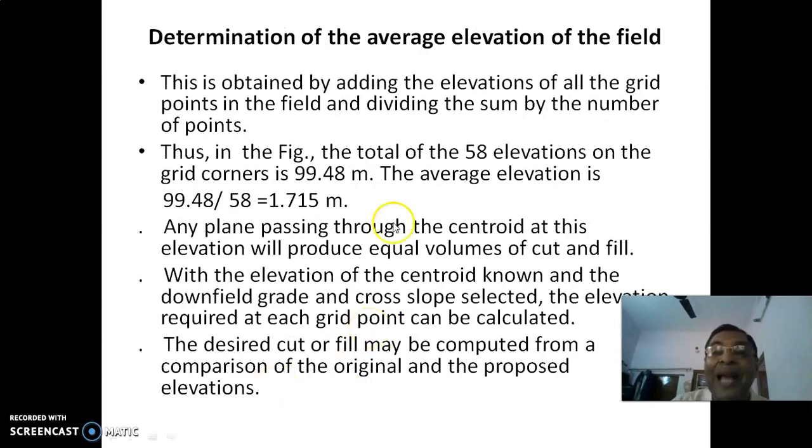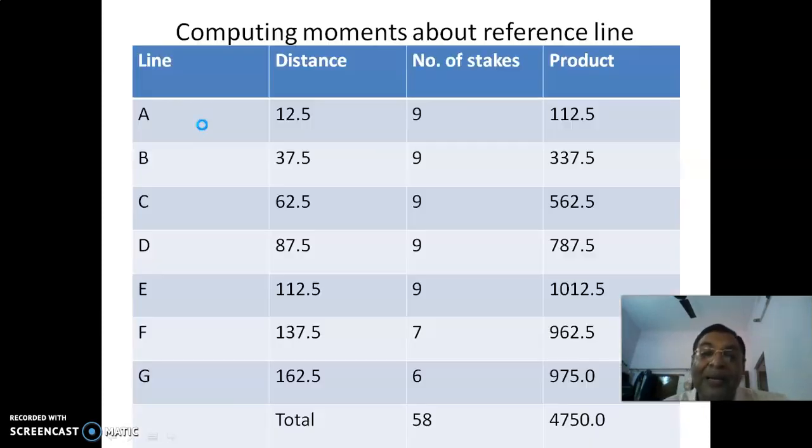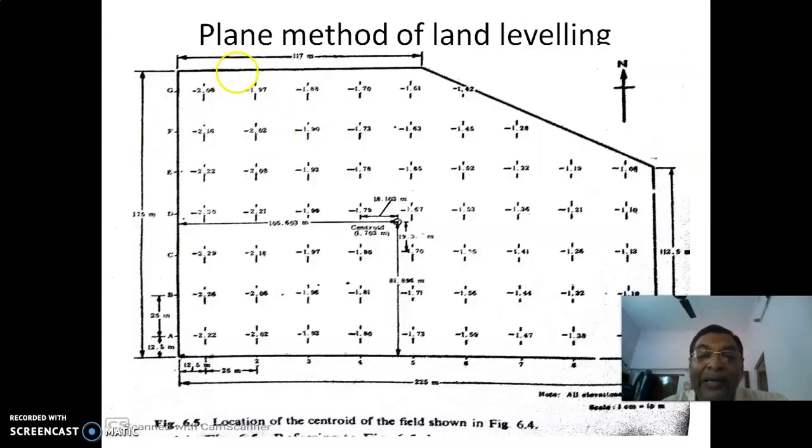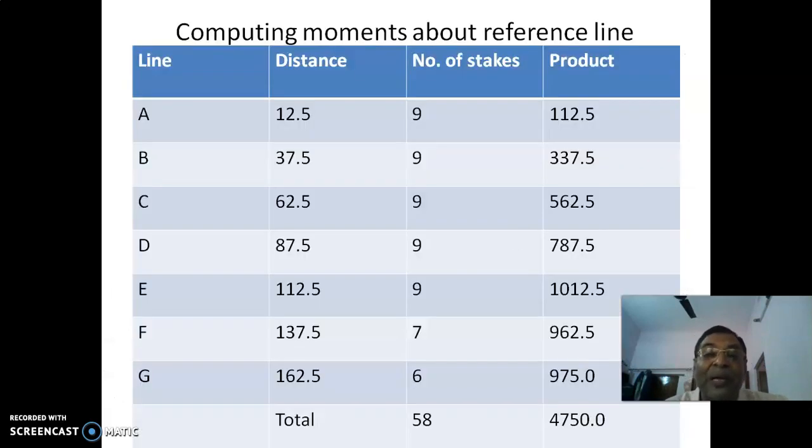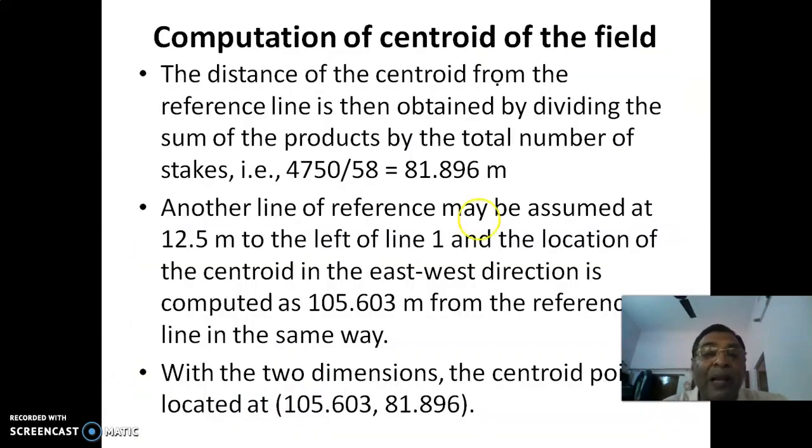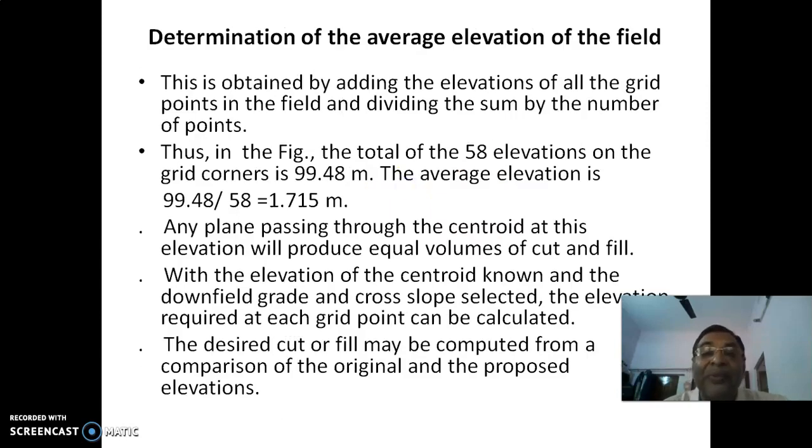Now, determination of the average elevation of the field. This is obtained by adding the elevations of all the grid points in the field and dividing the sum by the number of points. Again, go back. This is the centroid, which we got by the intersection of this line and this line, computed from moments. But there are elevations at each and every place. How many places have we computed? We have seen 58 places where we computed elevations.